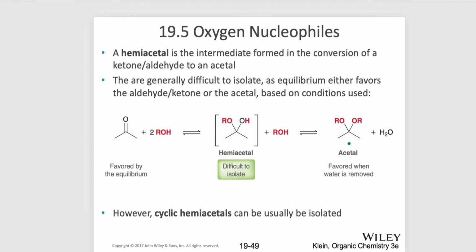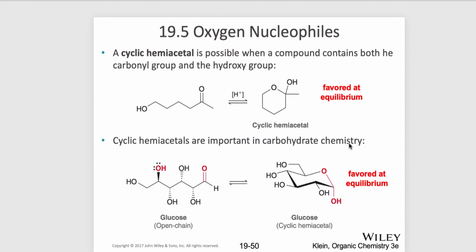And I had mentioned just at the beginning that in this chapter on ketones and aldehydes, we can apply a lot of the same chemistry to carbohydrates, meaning to molecules like glucose, fructose, and various derivatives of this class. And on the next slide here, we see that a cyclic hemiacetal is also possible when a compound contains both the carbonyl group and the hydroxyl group. So here we have the carbonyl group, and now we have an alcohol. So we're going to form something that is cyclic.